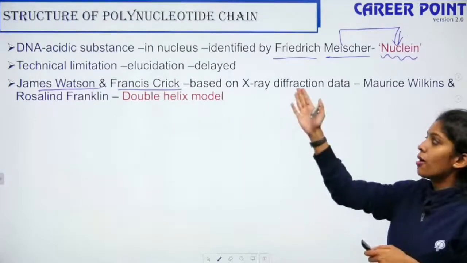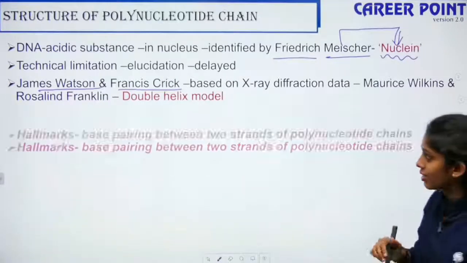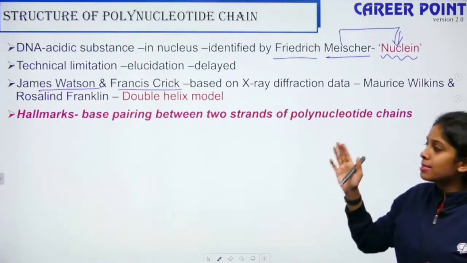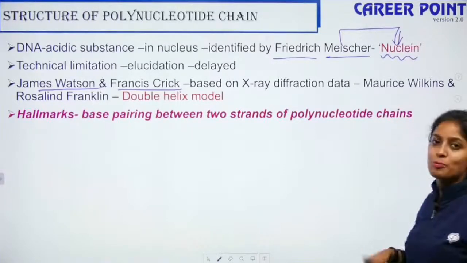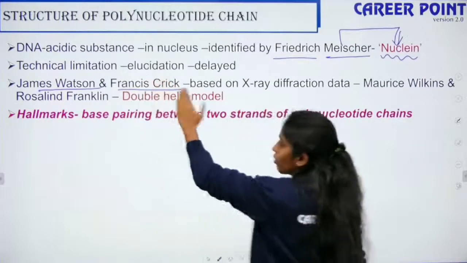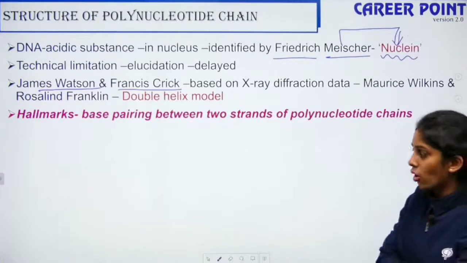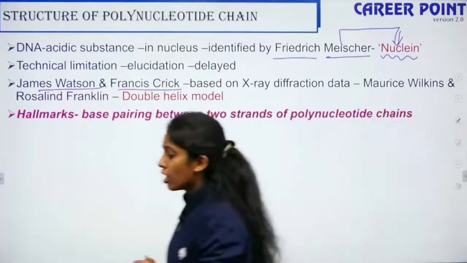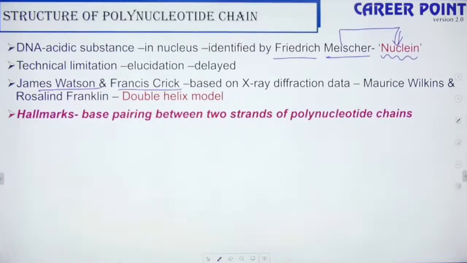So this is the story about James Watson and Francis Crick. The hallmark is the base pairing between two strands of the polynucleotide chain. Of course, James Watson and Francis Crick told that DNA is a double helical model. What is one of the hallmarks? What is one of the best things about DNA that we have found out? We never created the DNA. We are just studying the creation, right? In biology, we do not create anything. We just study the creation, right?